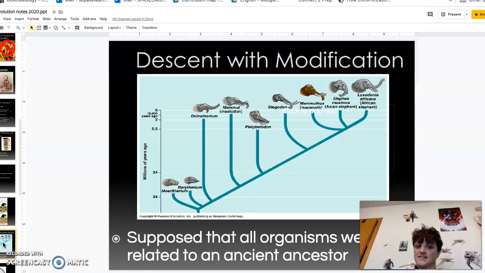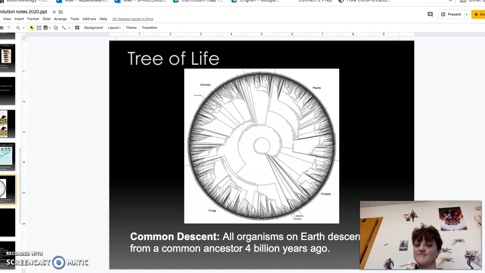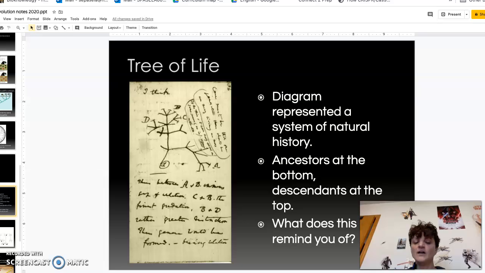And a way to think about this, descent with modification, is that all organisms came from a common ancestor way, way, way back when. Another way to think about this is with the tree of life, that in the very, very center of this picture, the tree of life, there was the first life, whatever that is. Was it God? Was it, we don't know. We don't know. Was it an RNA-based life form, a DNA-based life form? But there was something alive, and it evolved into all these things, bacteria, plants, animals, everything, funguses that are alive. It's amazing.